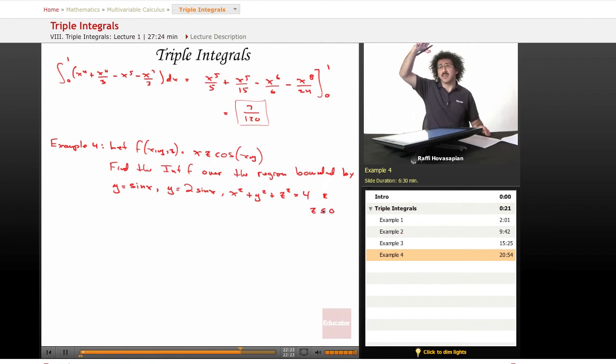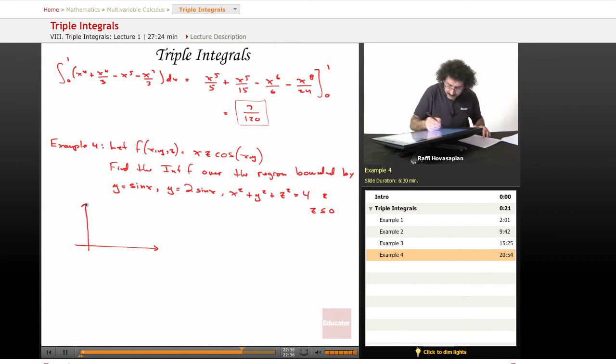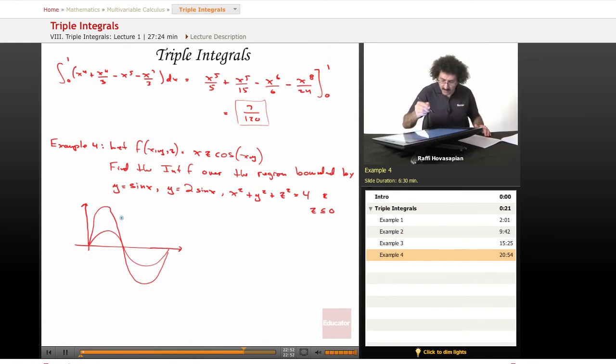So we're going to have everything below the xy plane, because z is going to be negative. So let's go ahead and deal with the xy plane first. Let's just see what this looks like. We have y equals sine x, so that's going to be that graph right there. y equals 2 sine x, that's going to be that graph right there. It looks like x is going to run from 0 to pi, from here to here, because we're looking at this region in the xy plane.